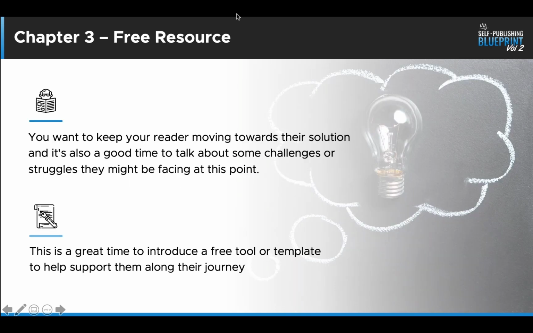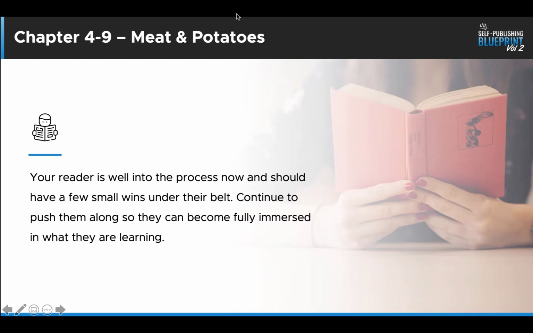So chapter 3 is an important one. It's your free resource. You want to keep your reader moving towards their solution, but it's also a good time to talk about some challenges or struggles they may be facing at this point, if that's something that relates to the topic of your book. This is also a great time to introduce them to a free tool or template to support them along their journey. So one of the things we're going to be talking about in the next week's lesson is setting up your email list. But a great thing is to offer them something inside the book that they need to continue to get the most from the book. Chapter 3 is where we want to implement that.